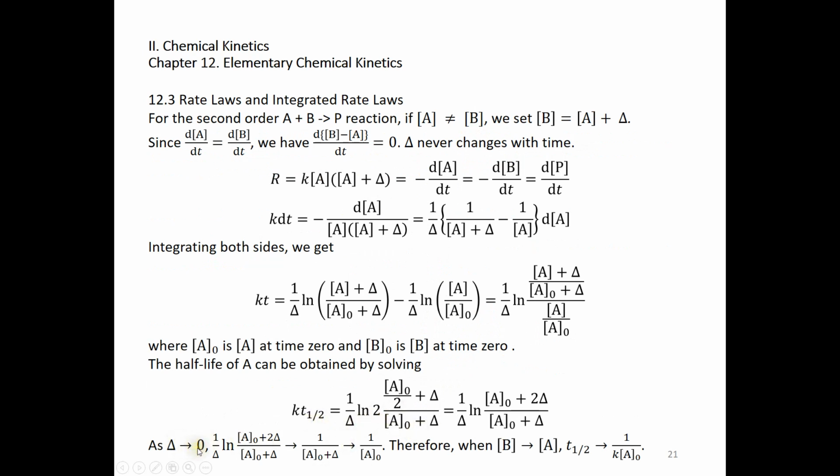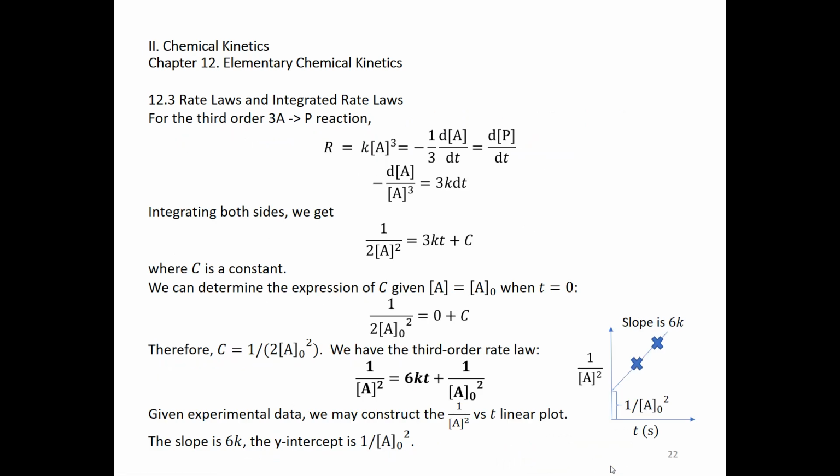When delta is approaching 0, K times half-life is 1 over A naught. Therefore, half-life is 1 over K A naught. So in this case, when delta is approaching 0, that means when B is approaching A, the half-life approaches 1 over K A naught. When B is equal to A, the half-life is equal to 1 over K A naught.